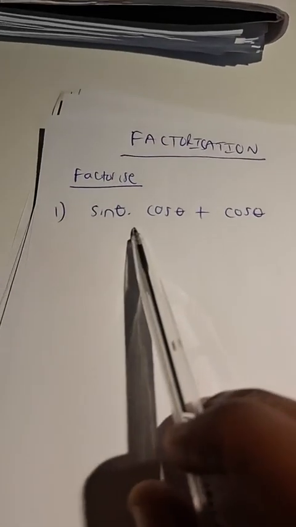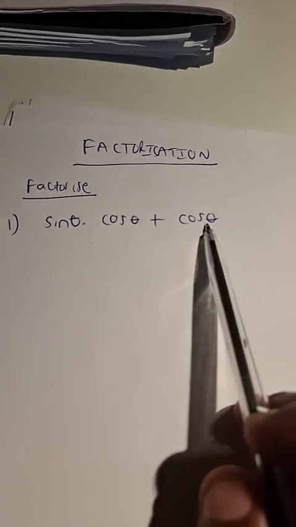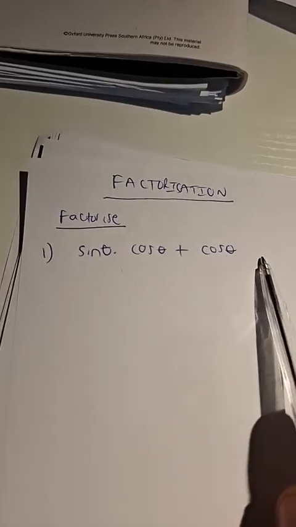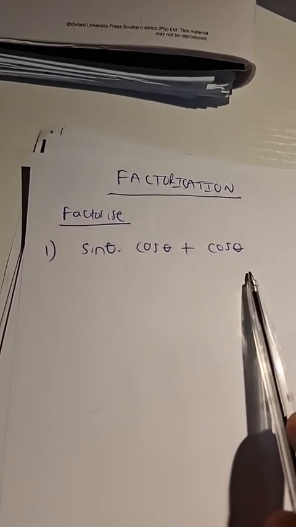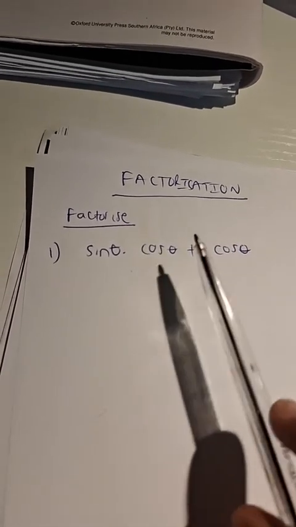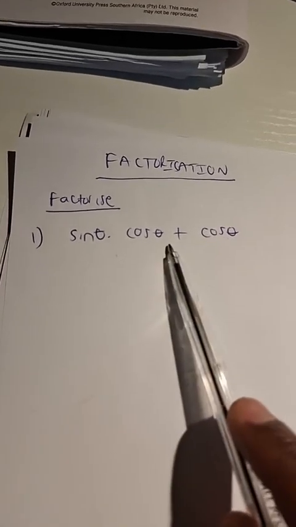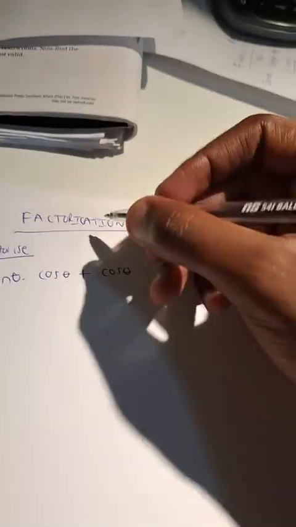So for instance here, sine theta times cos theta plus cos theta, factorize. Do you see what's happening here? How many terms do I have in this expression? There are 2 of them, because terms are separated by plus and minus signs. Can you factorize this? What type of factorization do you see?